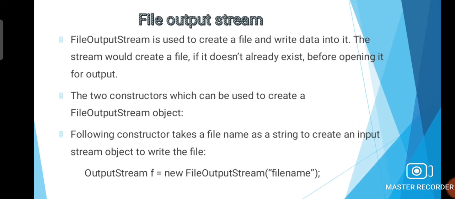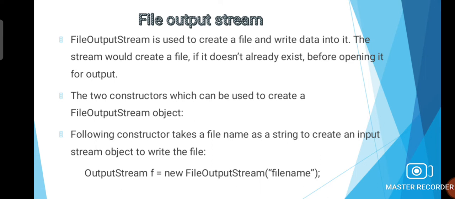Now similarly, we have another stream, FileOutputStream, which is used to perform the write operation. Read operation means we take the data from an already existing file. With the help of FileOutputStream, we can create a file and write the data onto the file. The stream would create a file if it doesn't already exist before opening it for output. If we try to open a file that is already present, then that file will be opened and we can perform the write operation. Another option is that we can create our own file and perform the write operation.